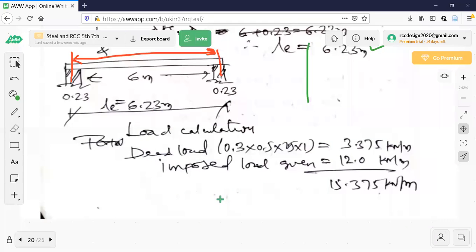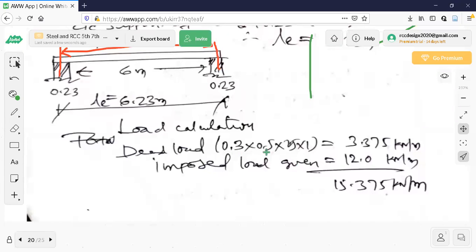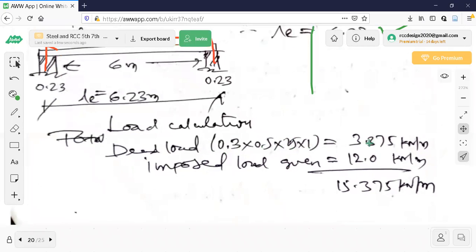Now I'll calculate the loads. Dead load. Dead load per meter you have to calculate. Kilonewton per meter I want. So dead load of the beam or self weight of the beam per meter length. 0.3 is the width, 0.5 is the total depth. It is volume into density. 0.3 into 0.5 into 1 meter is the length. Per meter I have to calculate. Volume into density. So dead load is 3.375 kilonewton per meter.